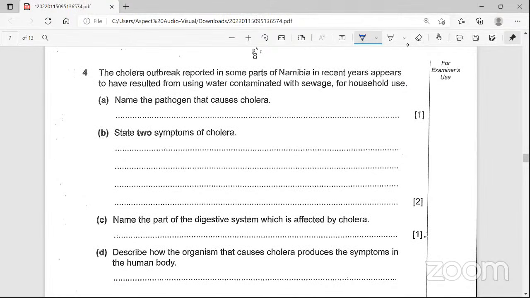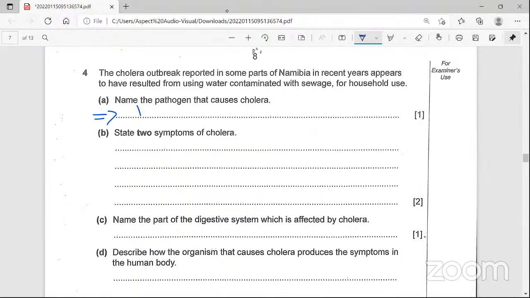All right, number 4. Can we move on, guys? The cholera outbreak reported in some parts of Namibia in recent years appears to have resulted from using water contaminated with sewage for household use. Name the pathogen that causes cholera. Vibrio.